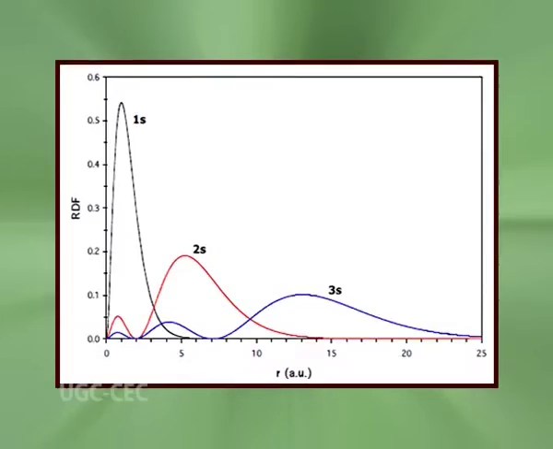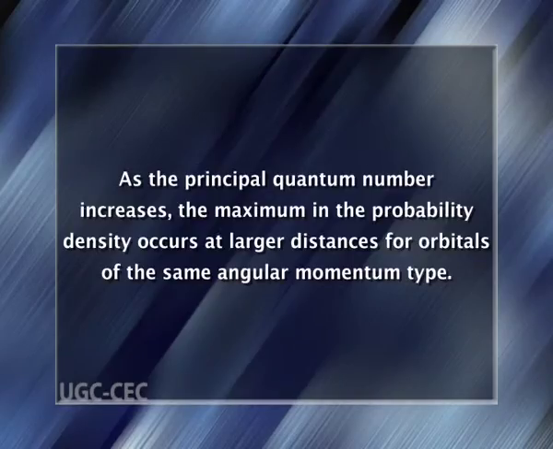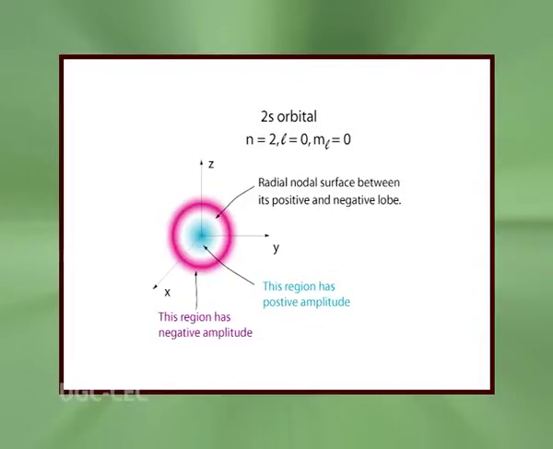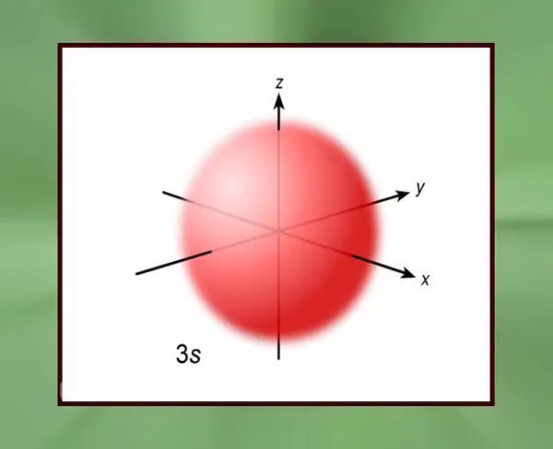Plots of the radial distribution functions for the 1s, 2s and 3s orbitals of the hydrogen atom are shown in the figure. It should be noted that as the principal quantum number increases, the maximum in the probability density occurs at larger distances for orbitals of the same angular momentum type. For example, the maximum probability for the 1s orbital occurs at 1 Bohr, that is 0.529 angstroms. For the 2s orbital, the primary maximum occurs at 5.3 Bohr, and for the 3s orbital, the primary maximum occurs at about 13 Bohr.